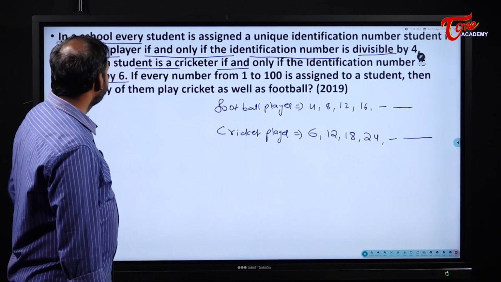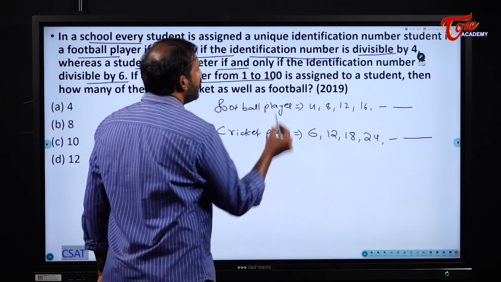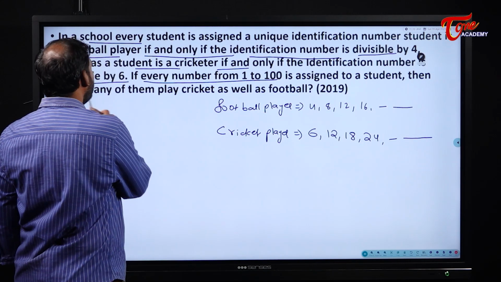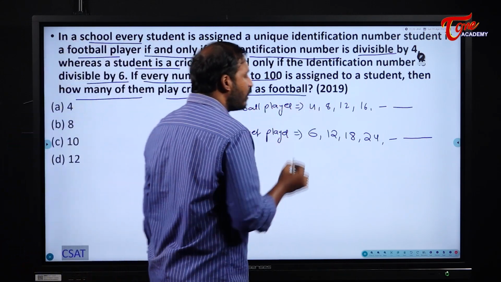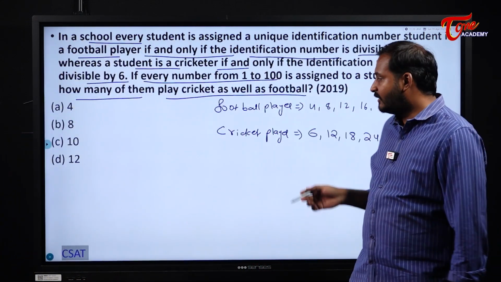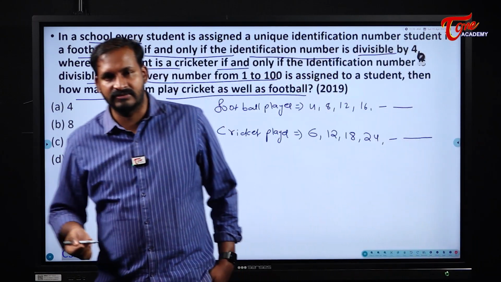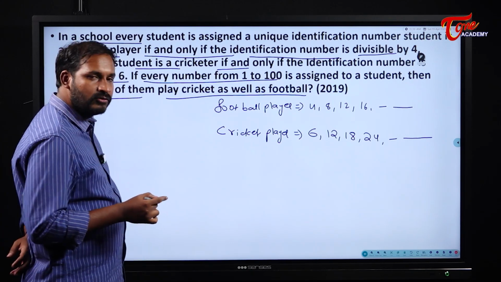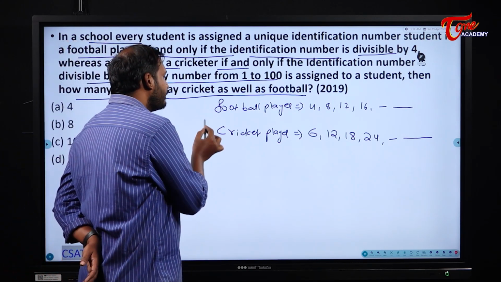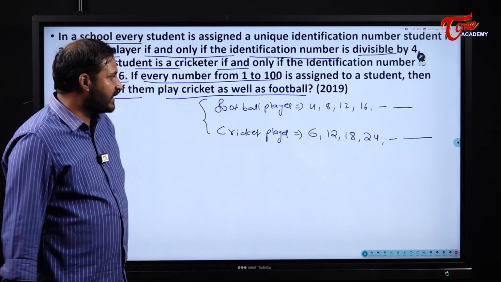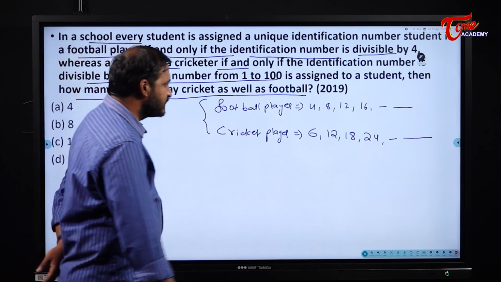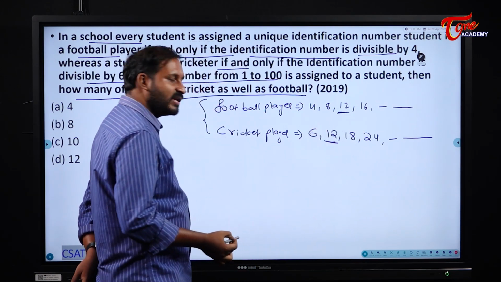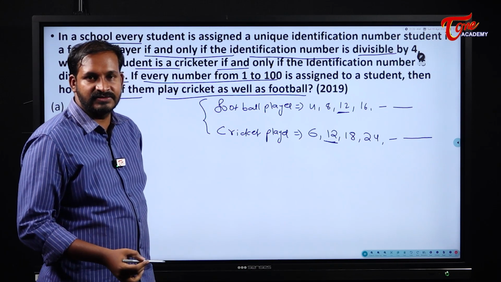Now, if all the numbers from 1 to 100 are assigned to students, how many of them play cricket as well as football? I need to identify how many persons will play both. See here how I can do it. First of all, tell me, who is the first player who can play both football and cricket? Please observe here, whose identification is 12. He is going to play football as well as cricket.